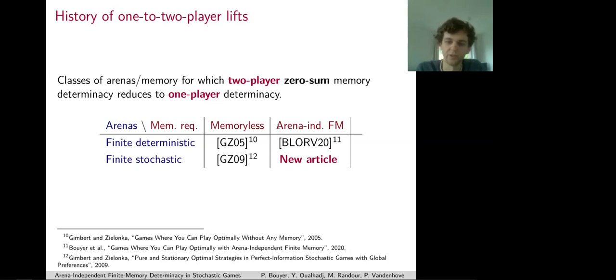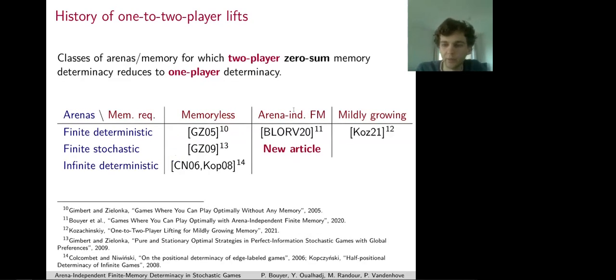And to be absolutely complete, I will mention two other 1 to 2 player lifts. One of them is a very recent preprint that extends the results from ConcurA last year about deterministic games to a slightly larger class of strategies, the class of mildly growing strategies. So it doesn't cover many more examples from the literature, but it's a very interesting generalization that pushes the technique up to its maximum.